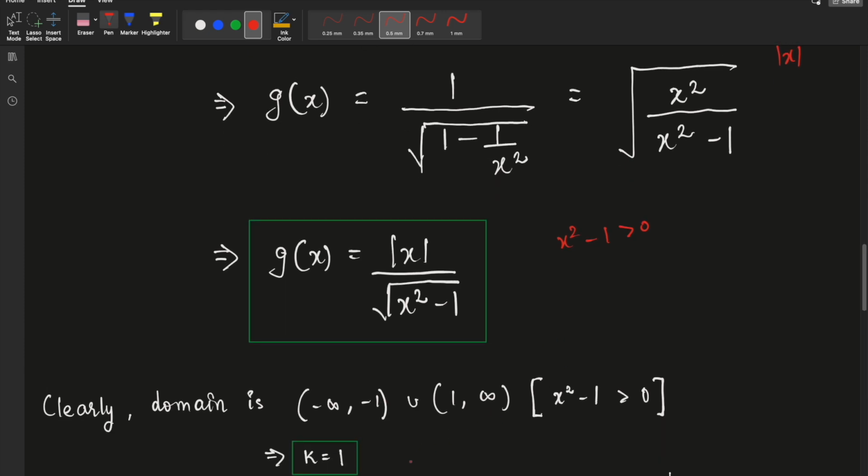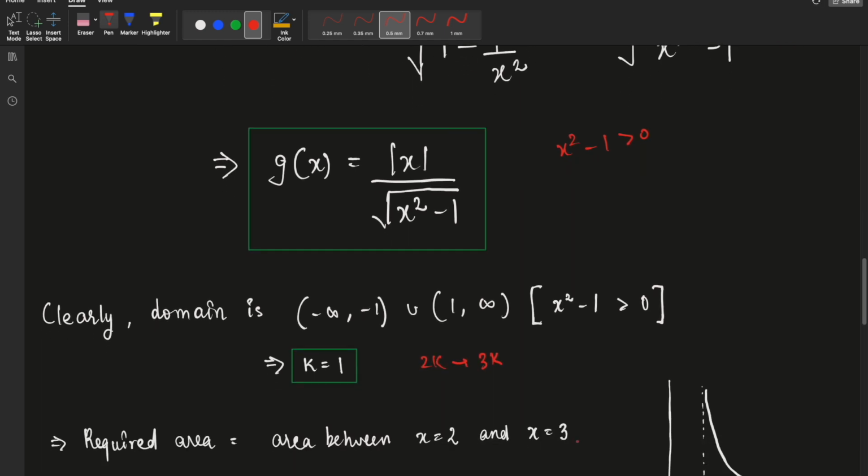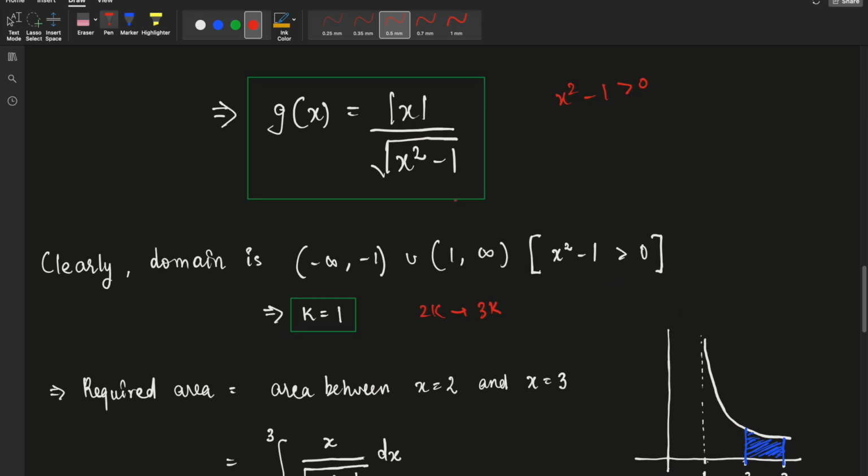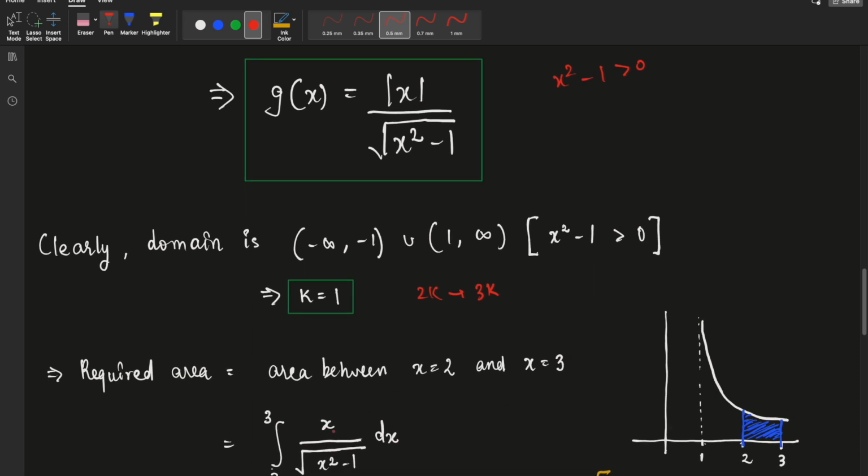And we need the area from x is equal to 2k to 3k, which is now 2 to 3. So the graph will approximately look like this. As x tends to 1, the function will tend to infinity. So from infinity it will come down. So we have this area, and since there is a mod and there's a square root, we don't have to worry about any negative values like the graph going under the x-axis. So we have just the normal integration of x by root of x square minus 1. Since we are dealing with positive values, I have removed the mod and replaced it with just x.